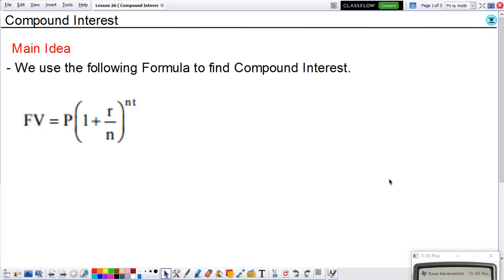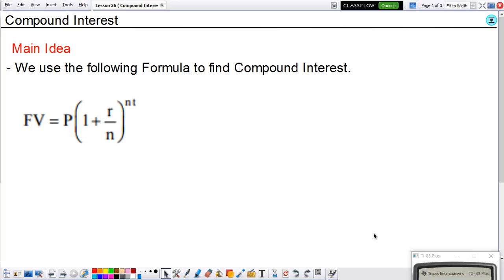Today, we will talk about compound interest. Now, this topic, the whole idea of compound interest, is more related to an economics class, but in this lesson, we're going to find out how you can calculate compound interest. The main idea that we're going to see in this video is that you're going to use the following formula in order to calculate compound interest.